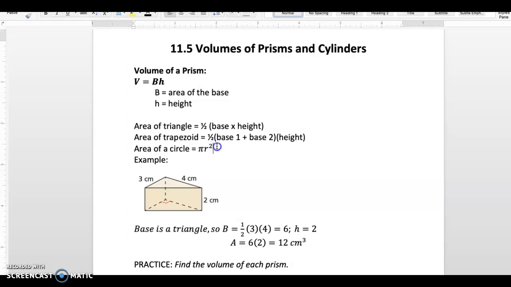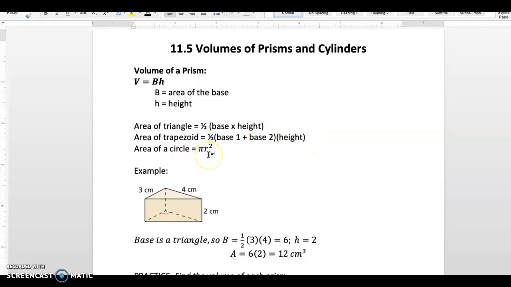I put the formulas that you'll need to know right here that are not obvious. I did not put rectangular prisms or a square for a cube on there because you should know rectangle and square areas. But just a reminder, the area of a triangle is 1/2 the base times the height. The area of a trapezoid is 1/2 of base 1 plus base 2 times the height, and the area of a circle, which we just did, is pi r squared. Area of a circle will be used for the volume of cylinders.